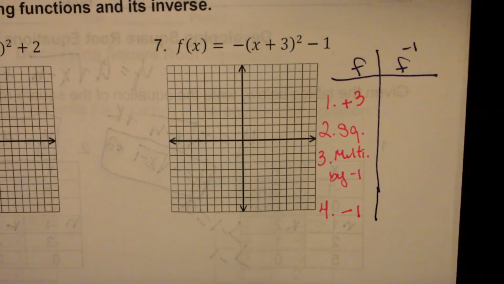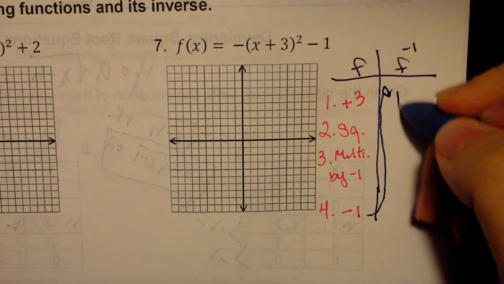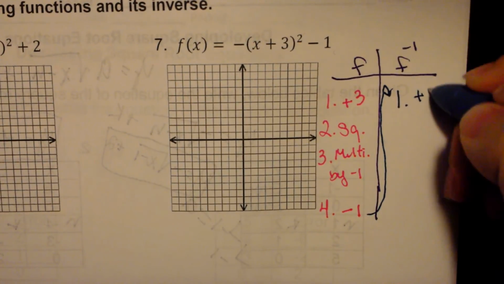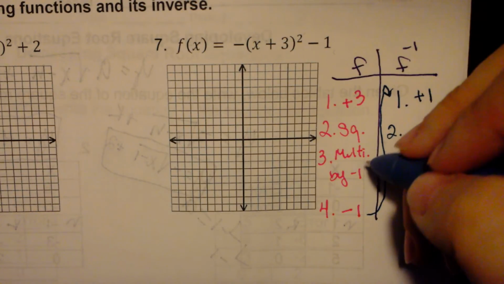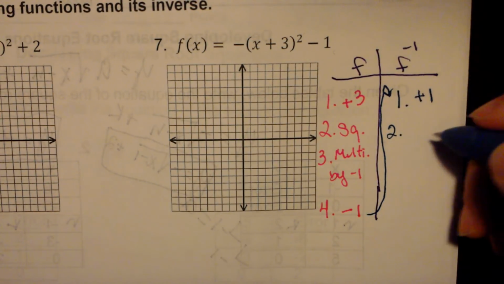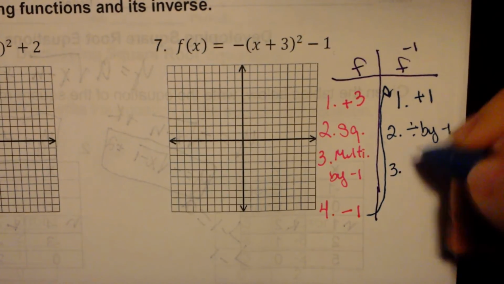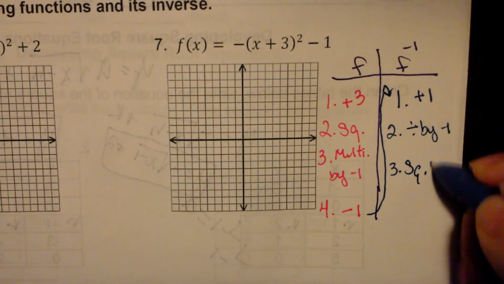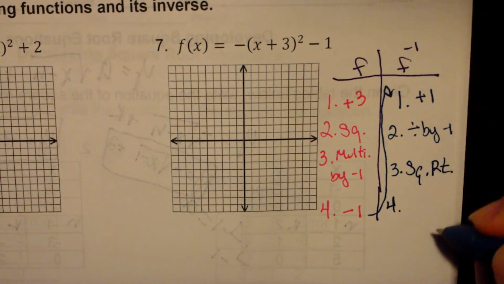So with the inverse, I'm going to start at the last step. That's going to be the first thing that I undo. So the opposite of subtract is add. So I'm going to add 1. The opposite of multiply is divide. So I'm going to divide by -1. The opposite of square is square root. The opposite of add 3 is subtract 3.